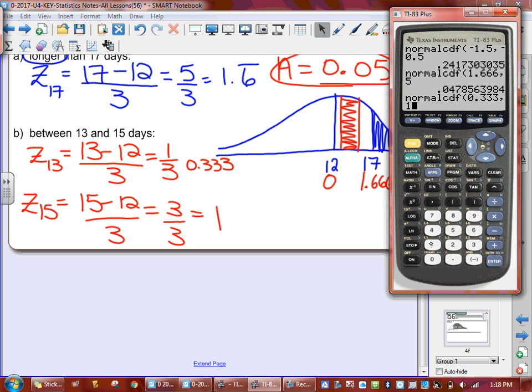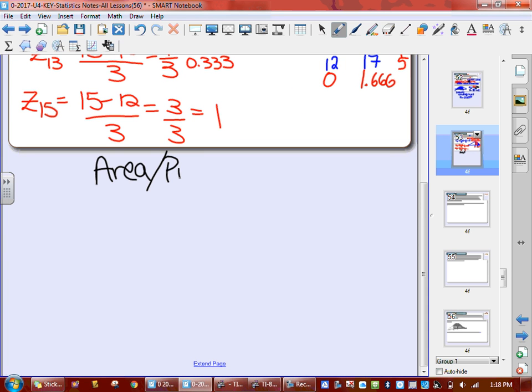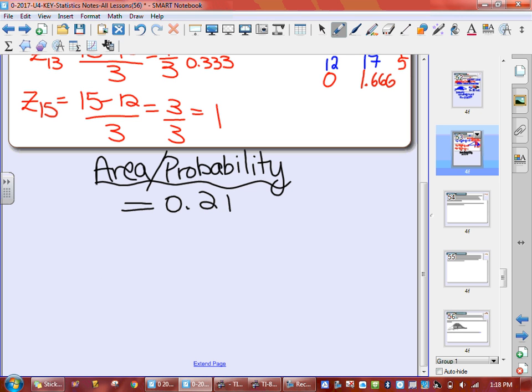So we find the area, which is also known as probability. It doesn't matter which word you use for it. Some refer to it as area, some refer to it as probability. The area and probability for this one is 0.2109119, etc. So to 2 decimal places, it's 0.21. So roughly 21% of the data is in between there.